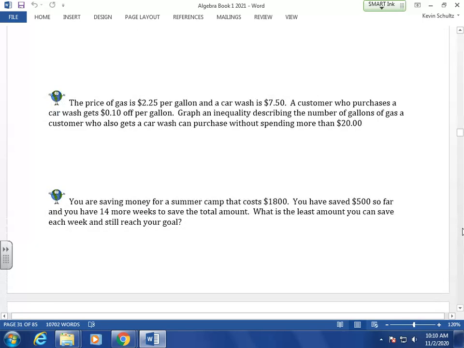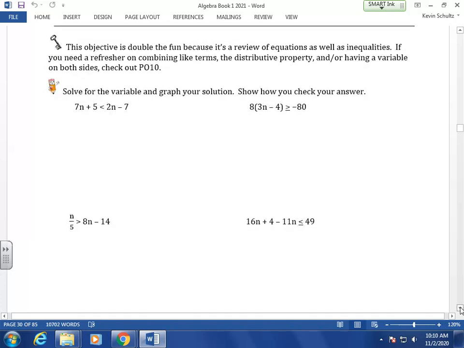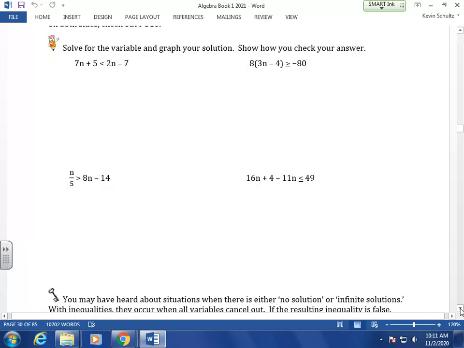We've got several to do, multi-step inequalities. Pick one from this first set of 4 you'd like to talk about together here. Morgan. The last one. 16n plus 4 minus 11n is less than or equal to 49. Don't let the inequality symbol intimidate you, because remember, like we said, the process for solving this is the same as an equation until you get down to that, am I multiplying or dividing by a negative, right? Then you got the flip thing, and then the graph. So if this was 16n plus 4 minus 11n equals 49, what would you do first?